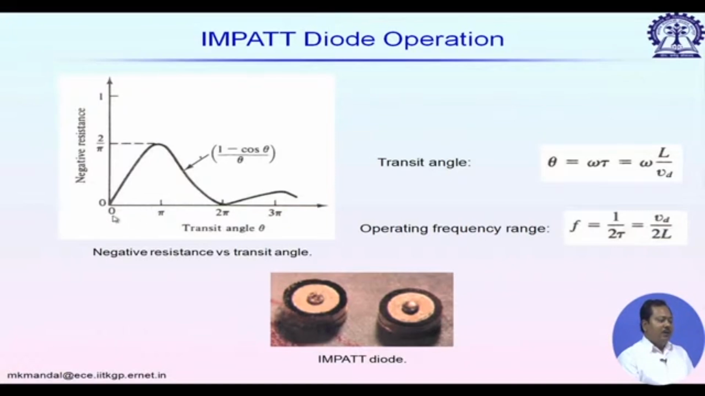So, we see that negative resistance is a function of transit angle, and it is maximum when the transit angle is equal to pi. So, it is almost periodic in nature with decreasing amplitude. At transit angle equal to 0 and twice pi, it has minimum value. This is a photograph of an IMPATT diode typically used at the 90 gigahertz band.